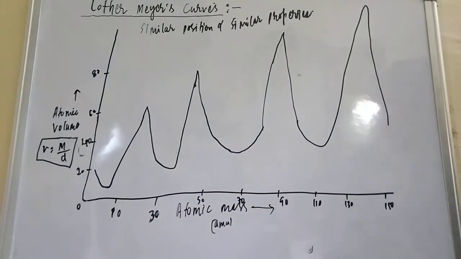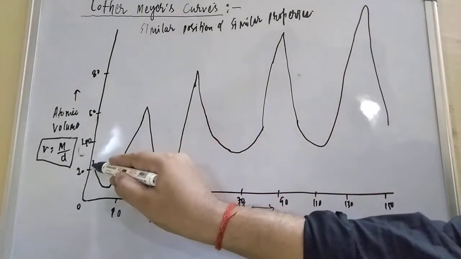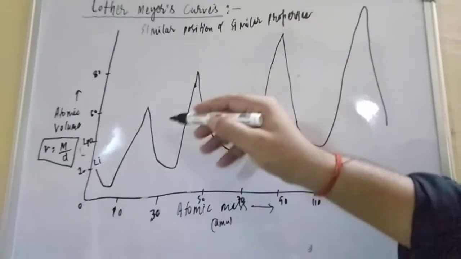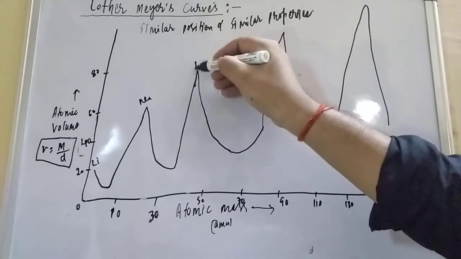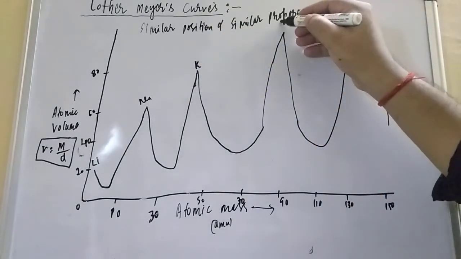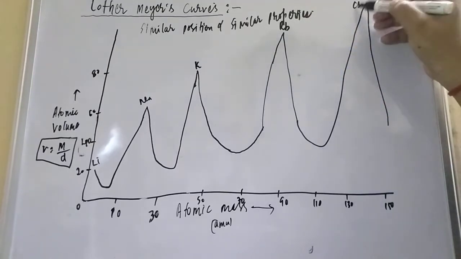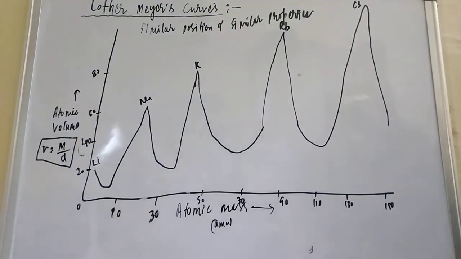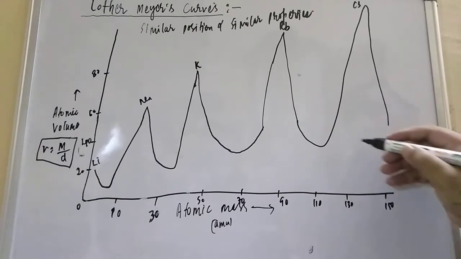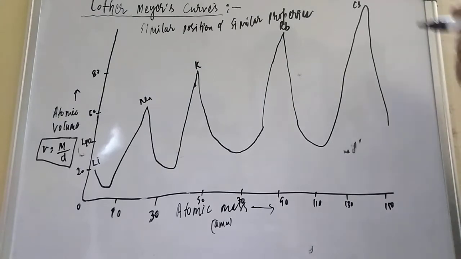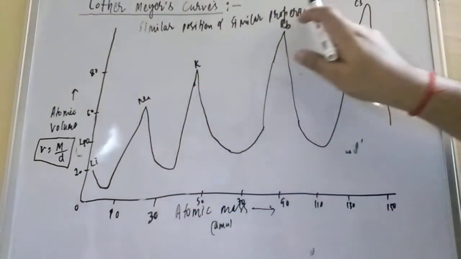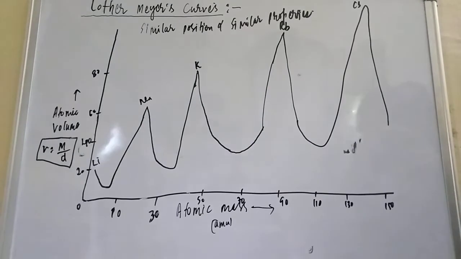So what you are finding, student, is that if an element is at the peak position, suppose lithium is there, then sodium will come, then potassium, then rubidium, and finally cesium. So these are the elements. The top elements are what? They are the alkali metals. Why are alkali metals kept on the top? They take the top position because their atomic masses are very high.